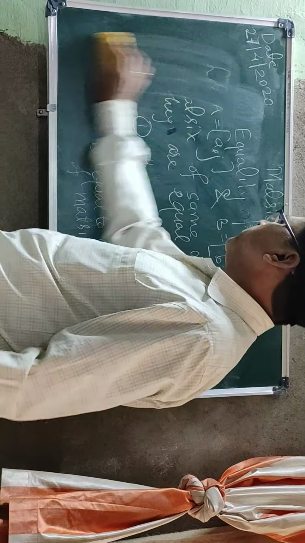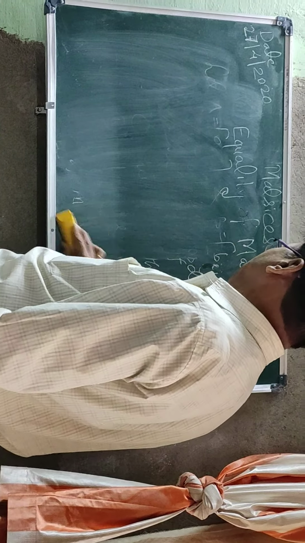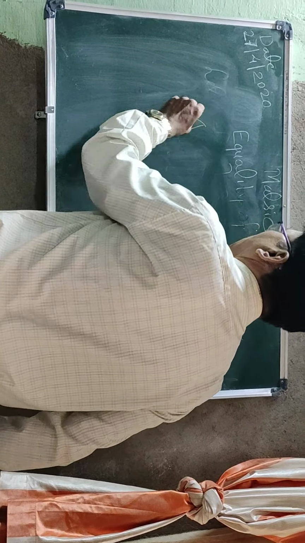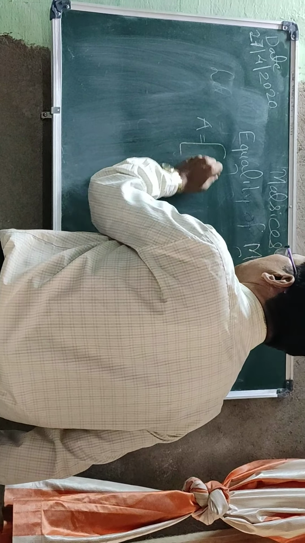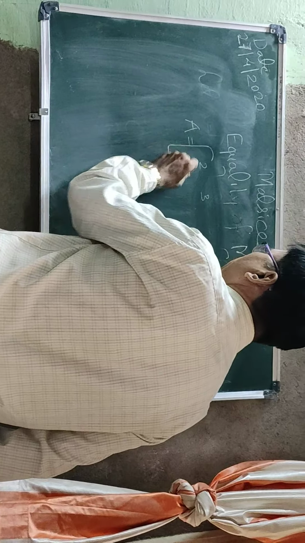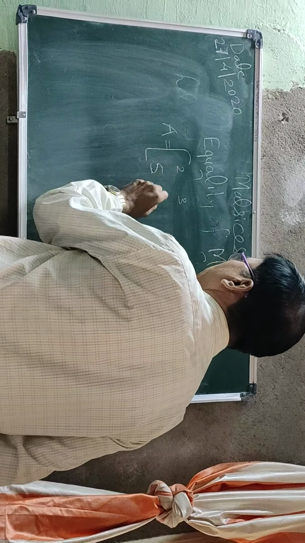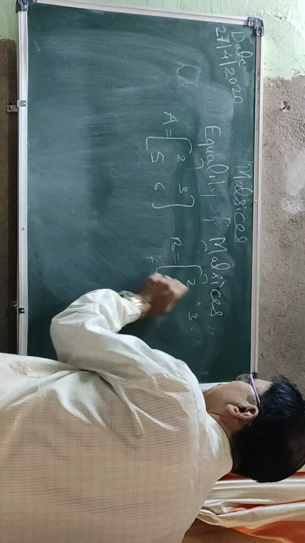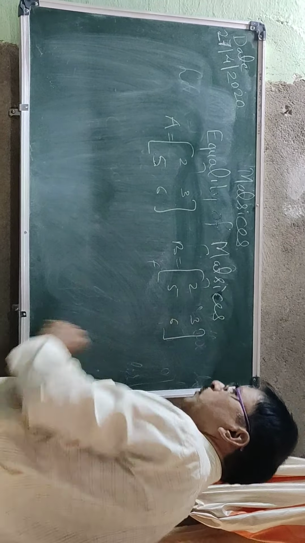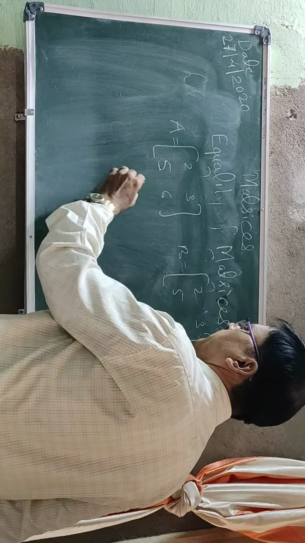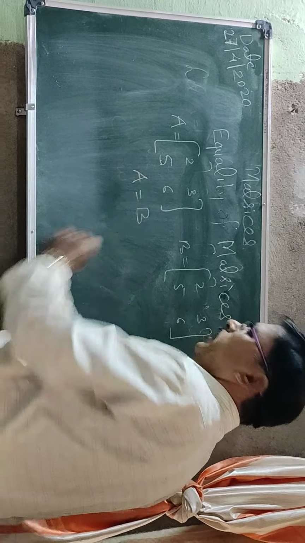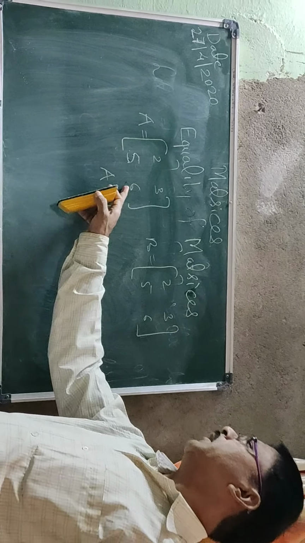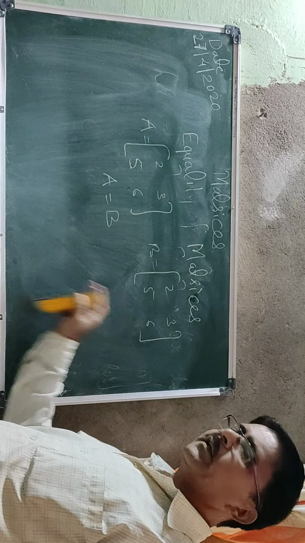For example, see the example of the two equal matrices. Let A is equal to 2, 3, 5, 6, and B is also the matrix 2, 3, 5, 6. So these two matrices are equal. A is equal to B. We can say that these two matrices are equal because they are of the same order. The order of this matrix is 2, order of this matrix is also 2.